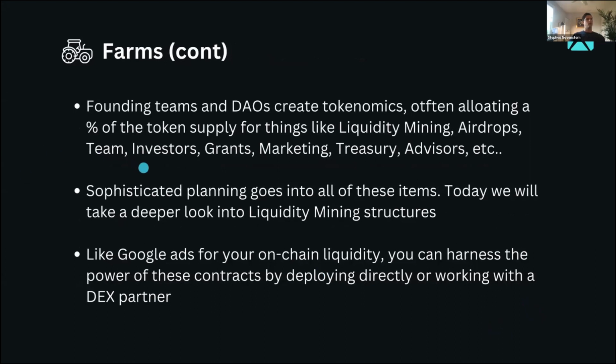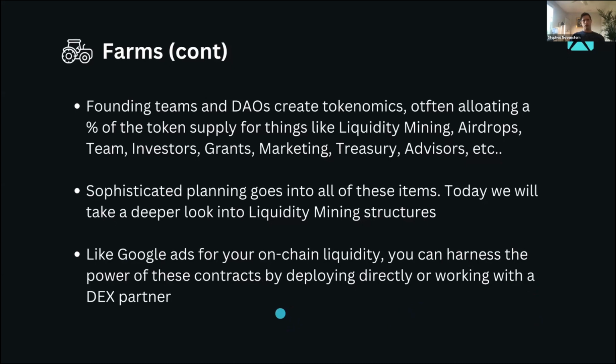So basically, many people have probably participated in farms or liquidity mining campaigns, or now will. But I think to look at this as the DAO actually launching that campaign and structuring and planning it, you have to look at it from the other side. Usually DAOs are creating their tokenomics, and liquidity mining is just one line item. Some other things like airdrops and different allocations are a part of that.